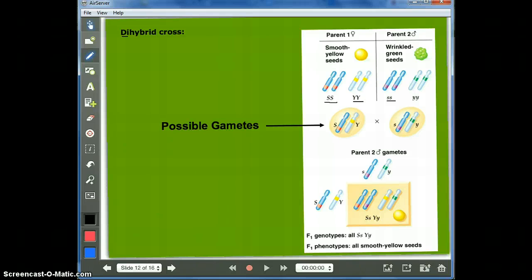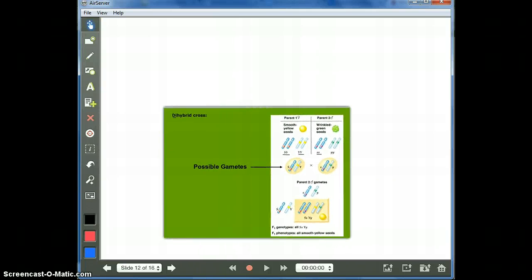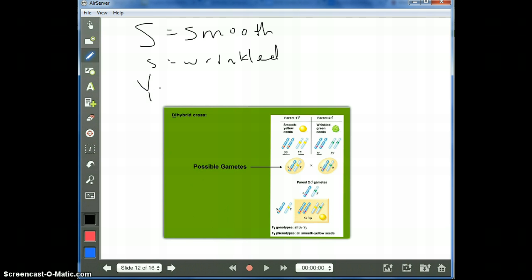So if I'm setting myself up with a little legend or key, capital S is smooth, lowercase s is wrinkled, capital Y is yellow, little y is green. That's just giving us a little legend of what we're looking at in terms of our alleles, the traits that we get from mom or dad.